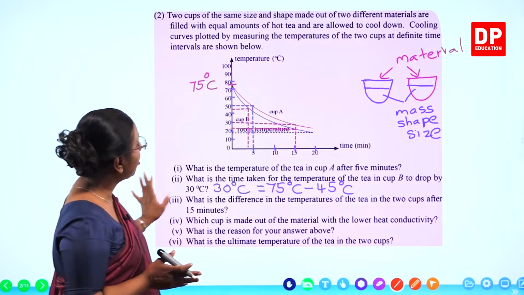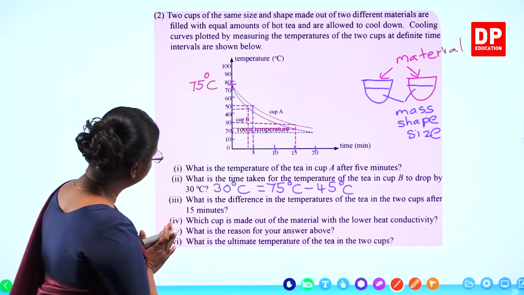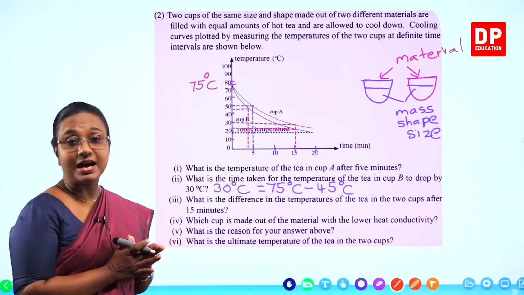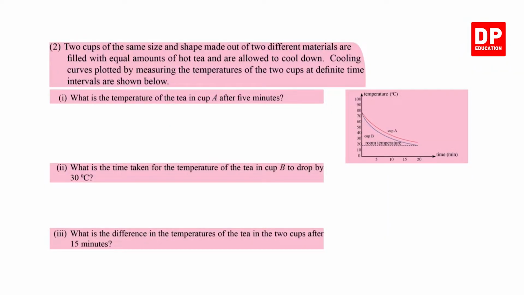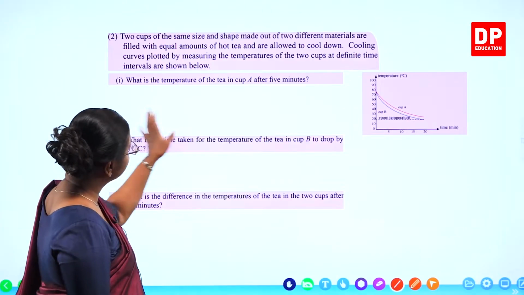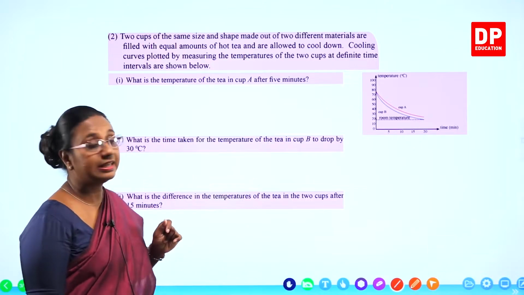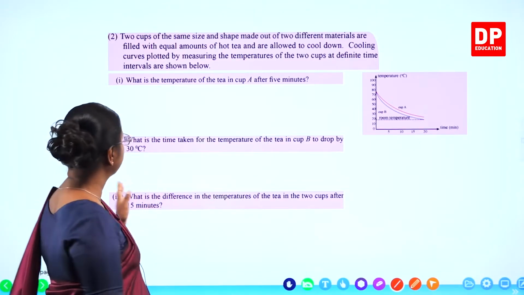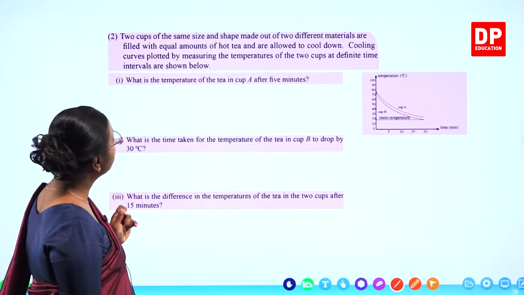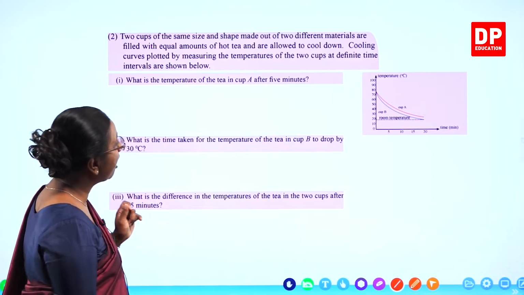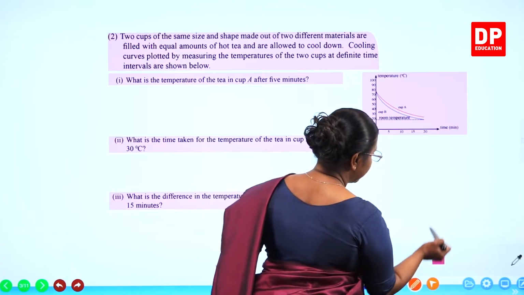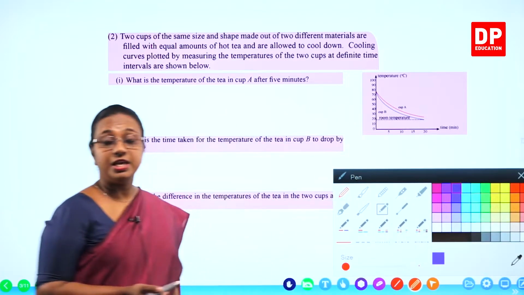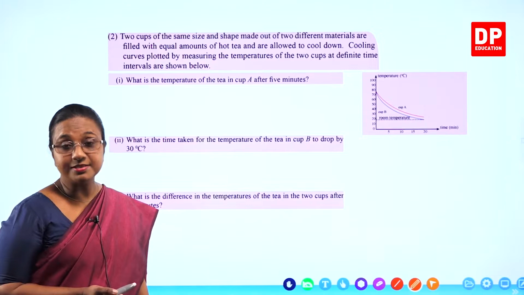I am sure you all have understood what we need to do now. Now let us answer the questions. So the first question, again the question is given to you. You can see the graph, but you can remember the values now. What is the temperature of the tea in cup A after 5 minutes? We saw that the temperature in cup A was equal to 50 degrees Celsius.